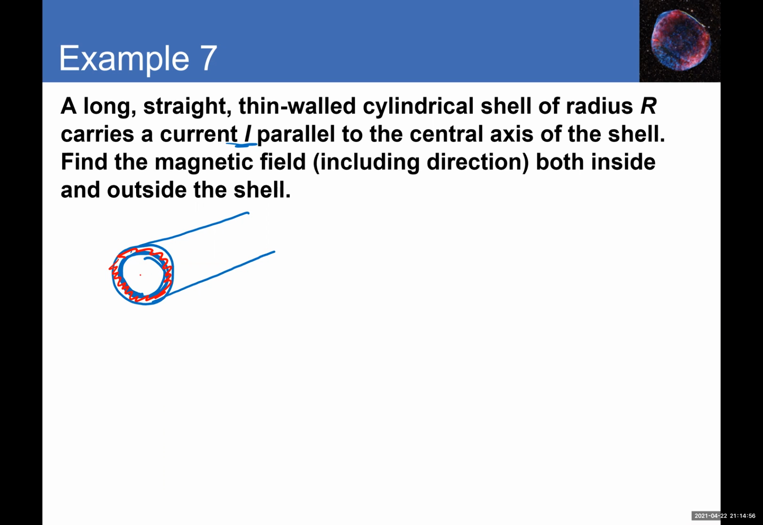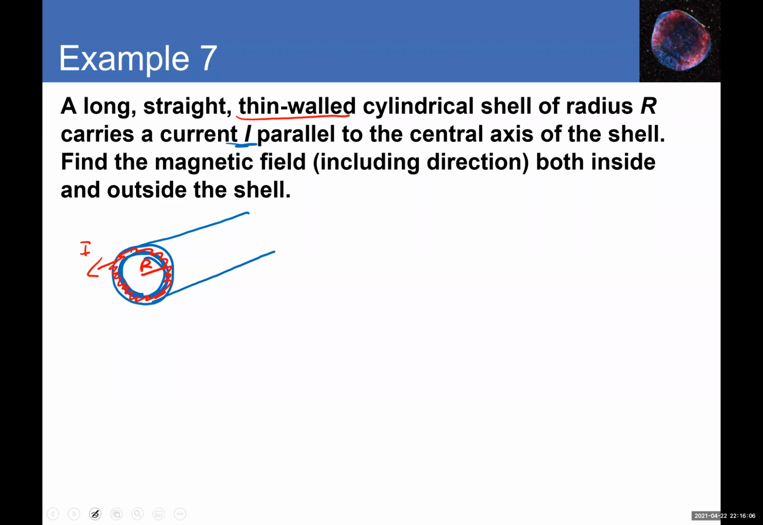That means inside is pretty much empty. It's a thin-walled shell, so you can think of there being just one radius, radius r. So the current here is basically like that. Now we can apply Ampere's law, where I can choose two different Amperian loops.